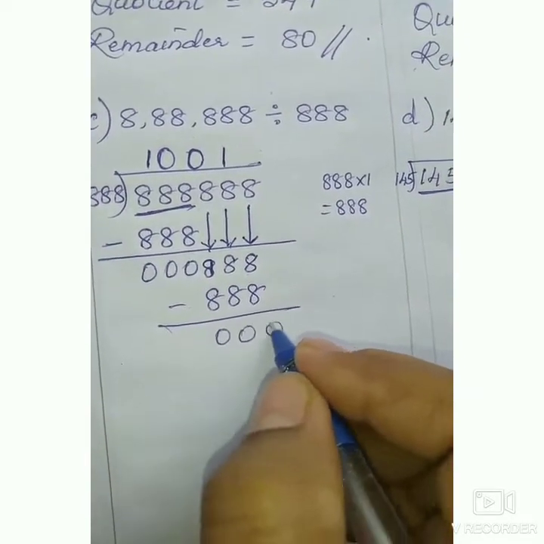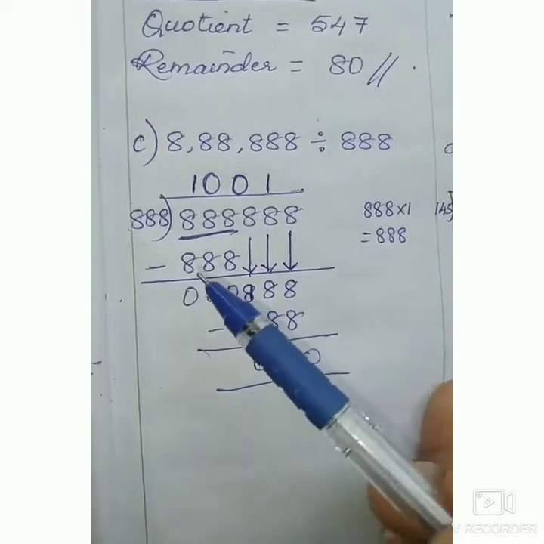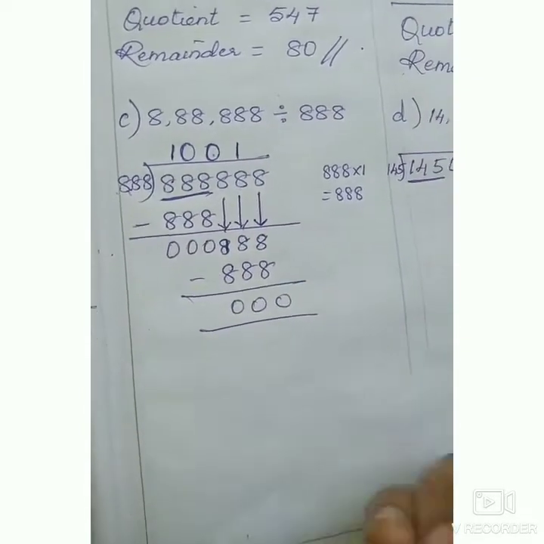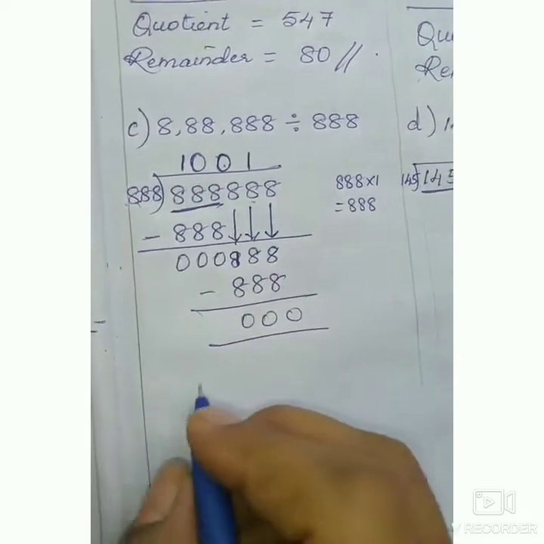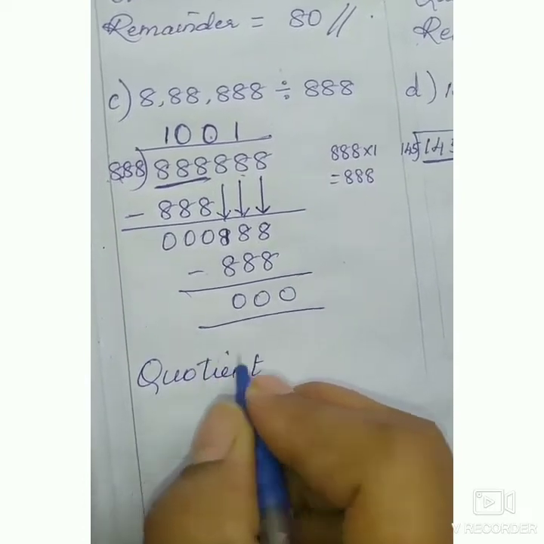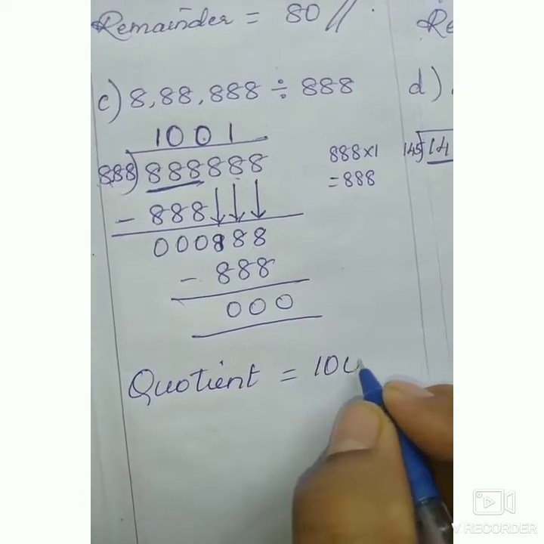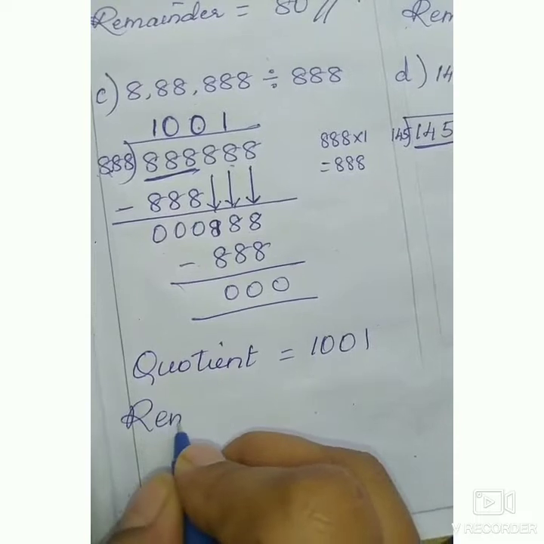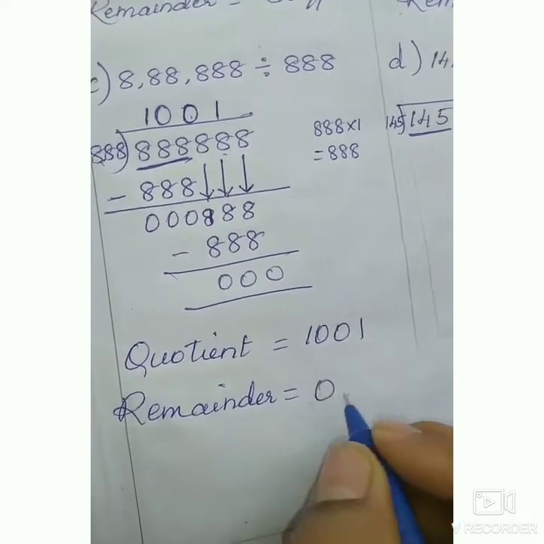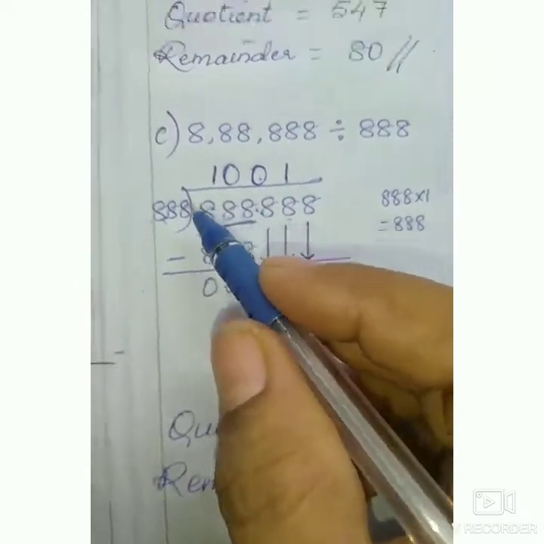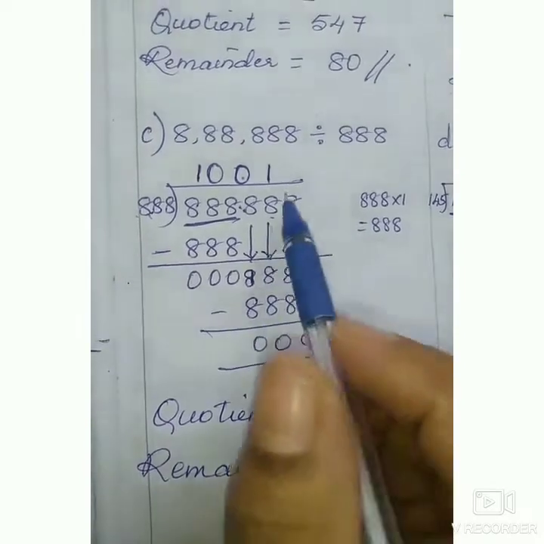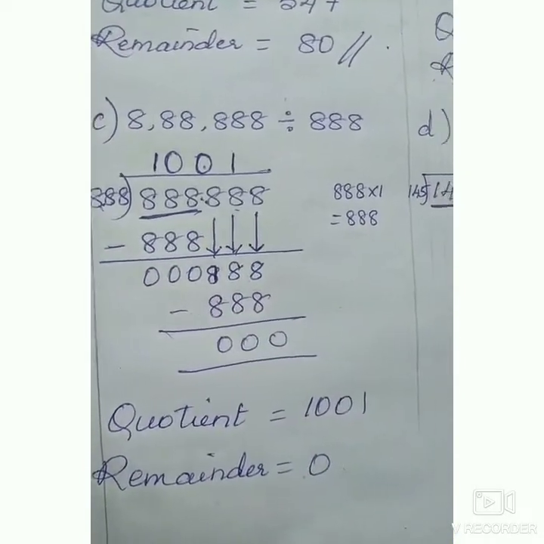Now remainder is 0. So here you can check your answer by multiplying the divisor into quotient. So you get the dividend. So here we have the quotient is 1001, remainder is 0. If we get a remainder is 0, then the number is completely divided by divisor. It means the dividend is completely divided by the divisor.